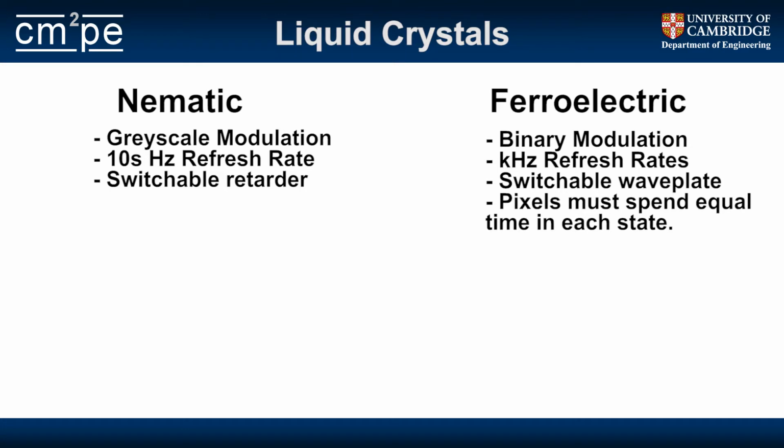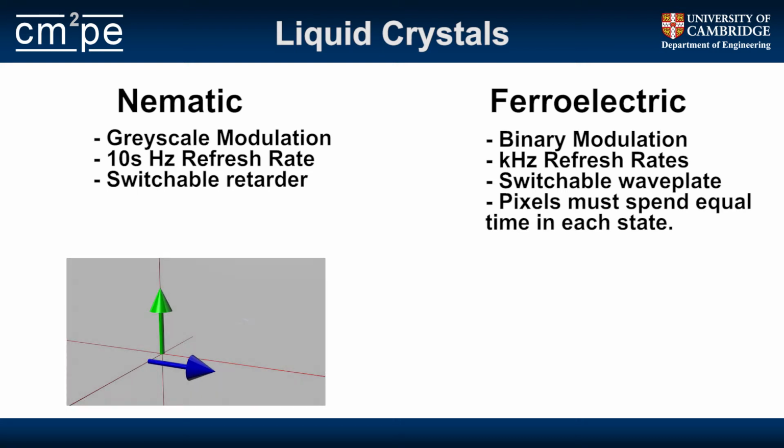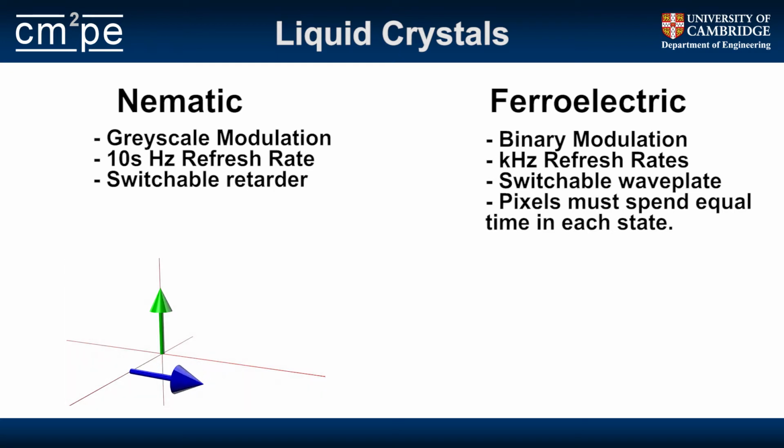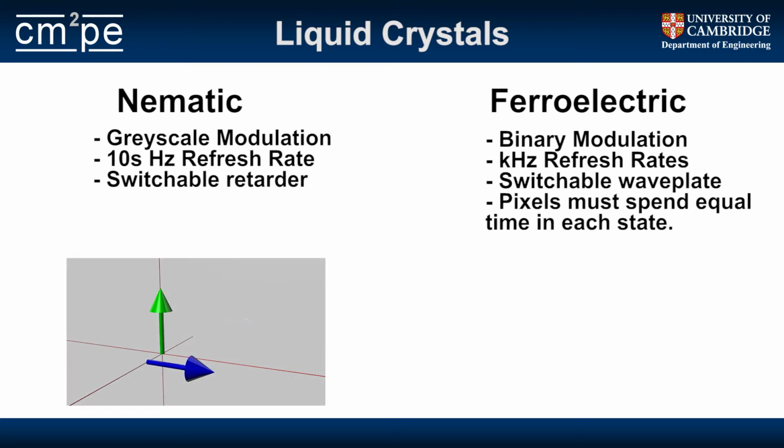There are several different liquid crystal technologies around. The two most common are nematic and ferroelectric liquid crystals. The nematic liquid crystals offer grayscale modulation. They're the same type used in most computer displays. It's possible to do many different phase levels with this type at video-like frame rates of tens of hertz. Nematics act on polarization as a variable retarder, where one polarization sees no change and the other polarization sees a phase shift.